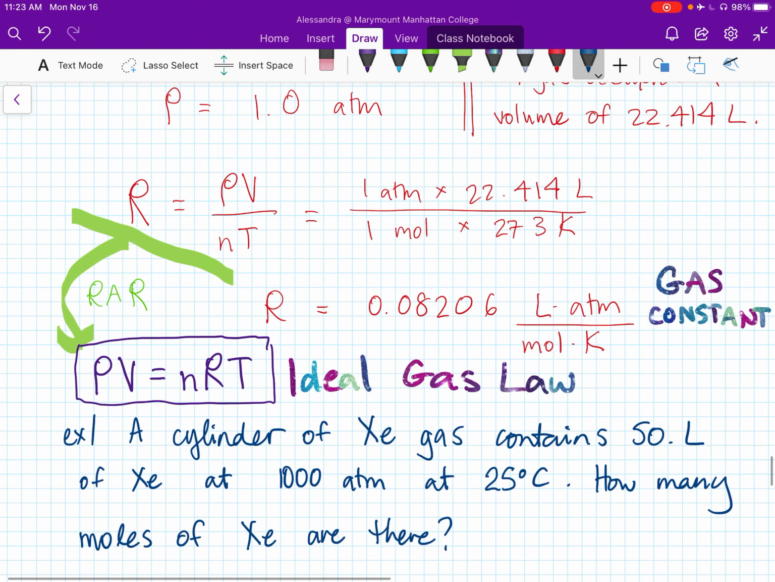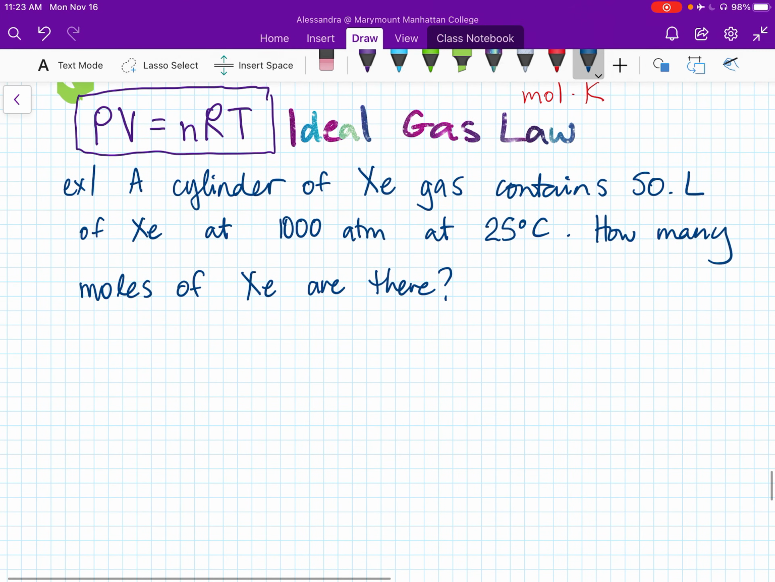So let's do some sample exercises with the ideal gas law. First example, a cylinder of xenon gas, xenon is a noble gas, contains 50 liters of xenon at 1,000 atmospheres of pressure at room temperature, 25 degrees Celsius. How many moles of xenon are there? So a cylinder of xenon is highly pressurized. So that's why the pressure is an enormous value here, a pressure of 1,000 atmospheres. So we need to figure out how many moles of xenon there are.